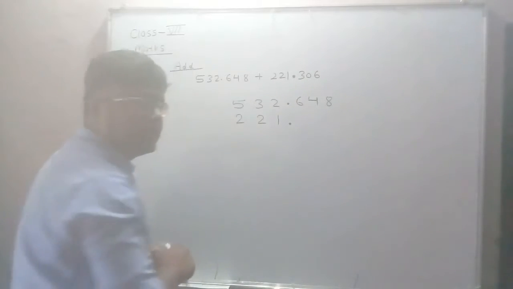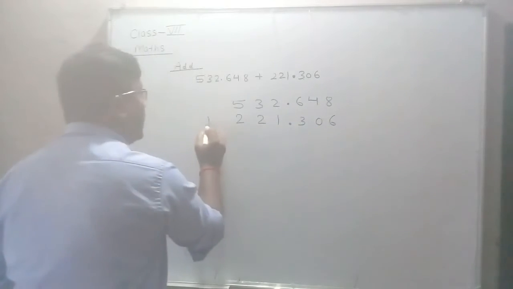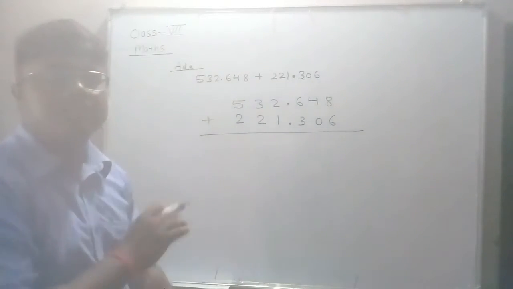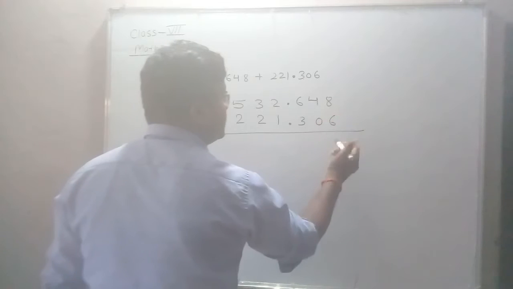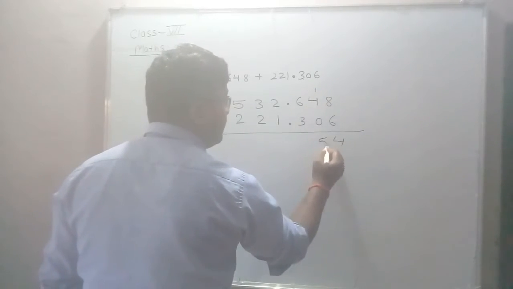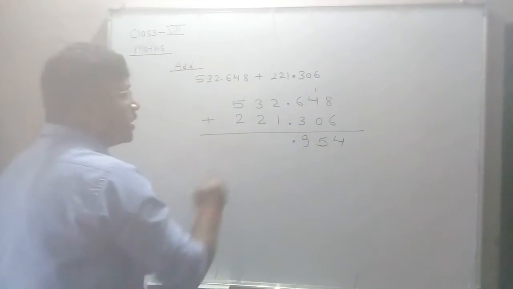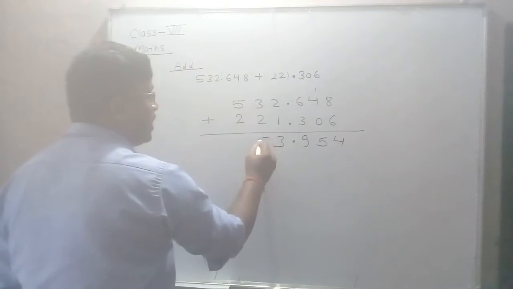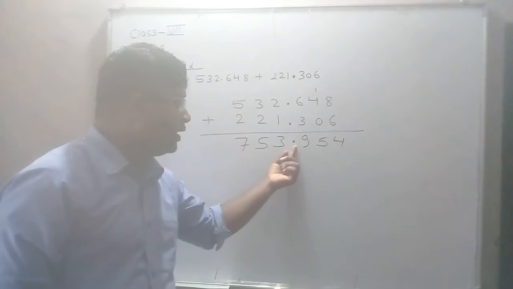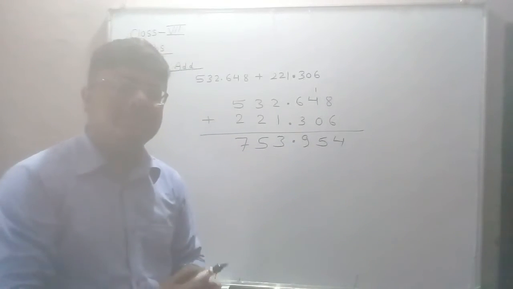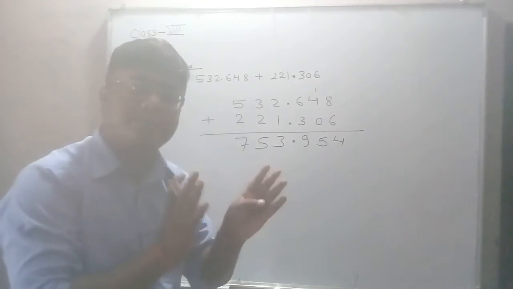And in the decimal place you write 306, and do the addition just the way you normally do. So 8 plus 6 is 14, carry 1, 4 plus 1 is 5. 6 plus 3 is 9. In the place of the decimal you put the decimal. Then 2 plus 1 is 3, 3 plus 2 is 5, 5 plus 2 is 7. So your answer is 553.954. Just similar addition, but you have to consider the decimal at its own place.